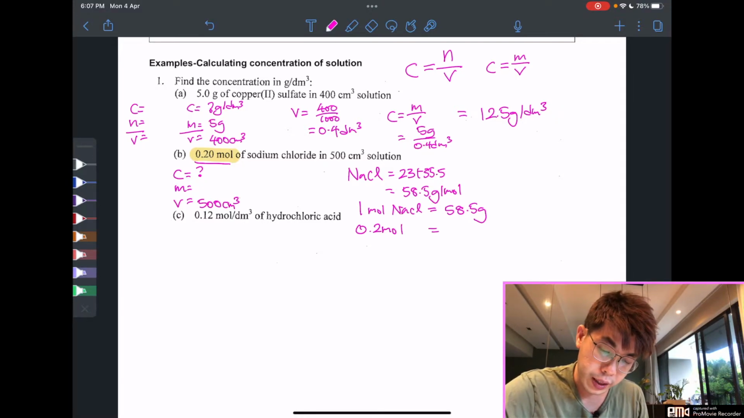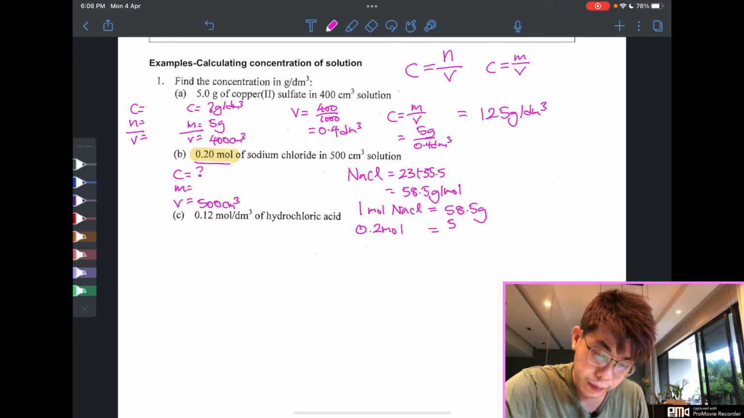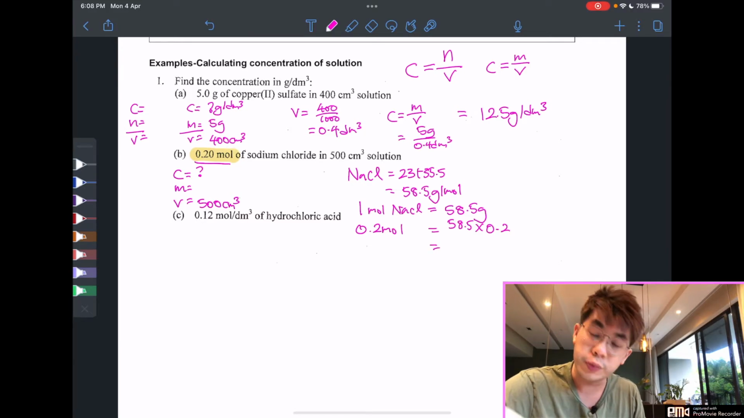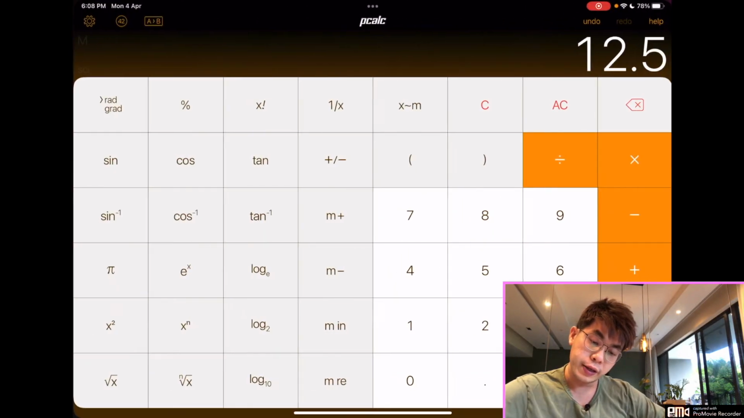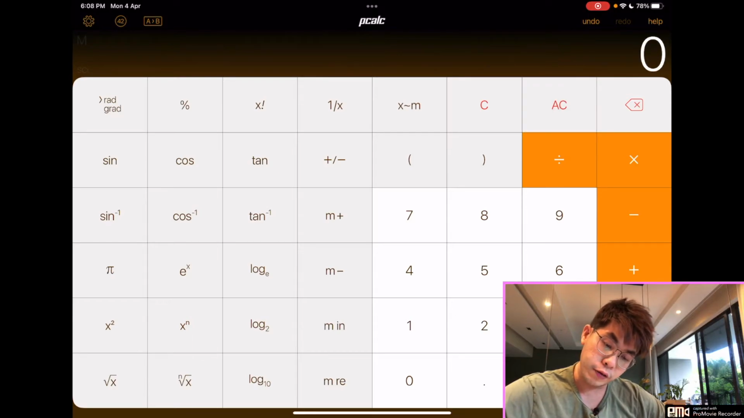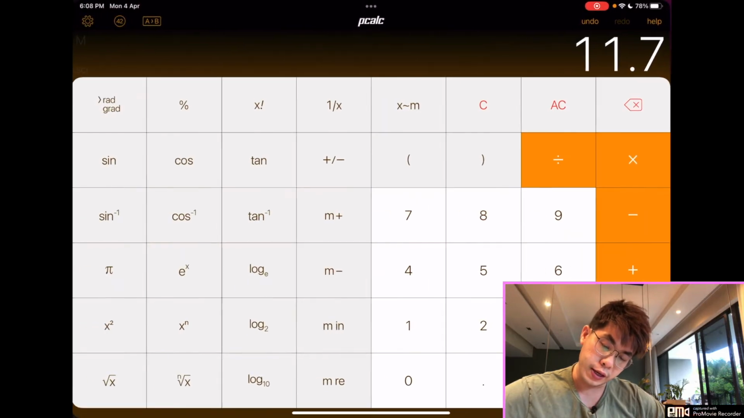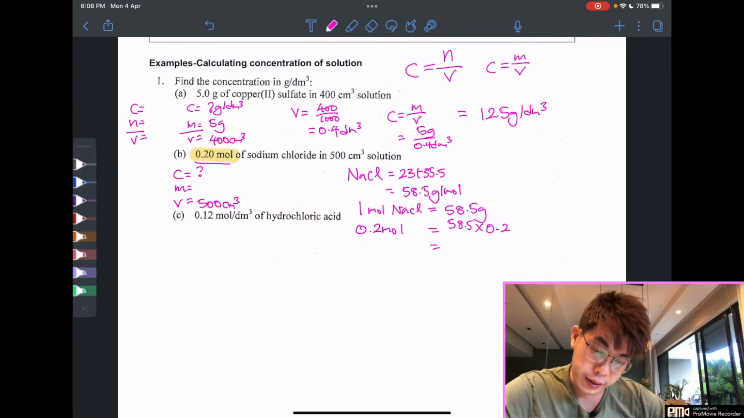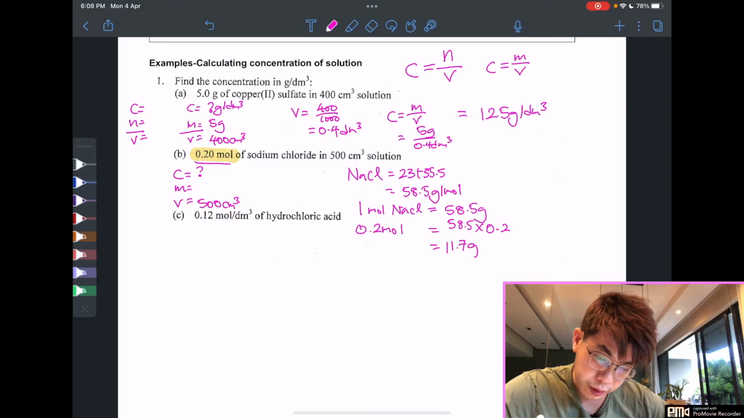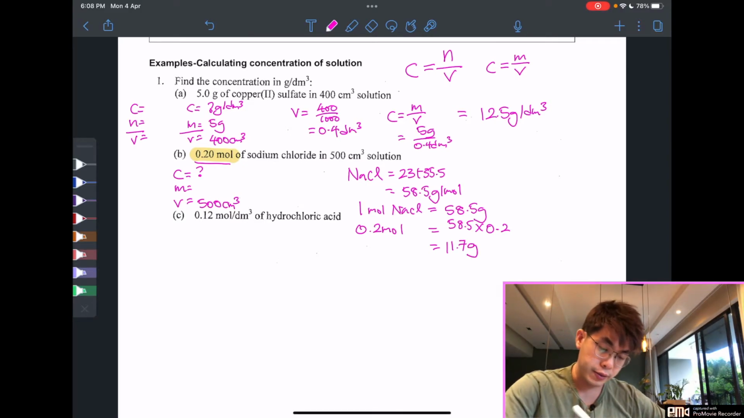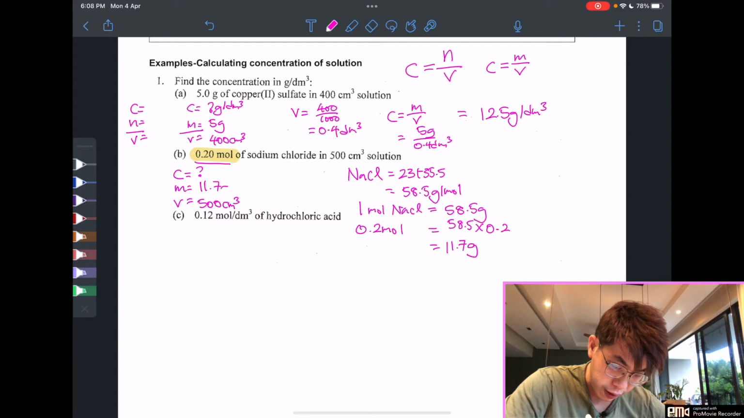That would be 58.5 times 0.2. That would be a ratio, right? So I'm going to calculate that. 58.5 times 0.2 is 11.7. So that's 11.7 grams. That is my mass. So I'm going to write here 11.7 grams.